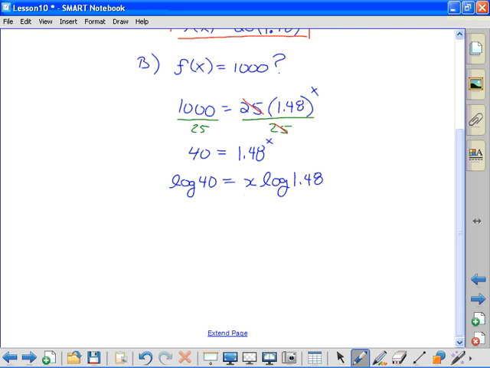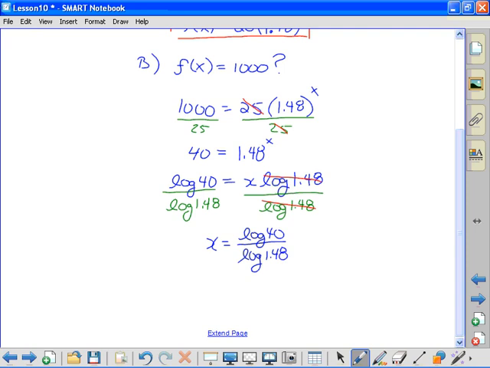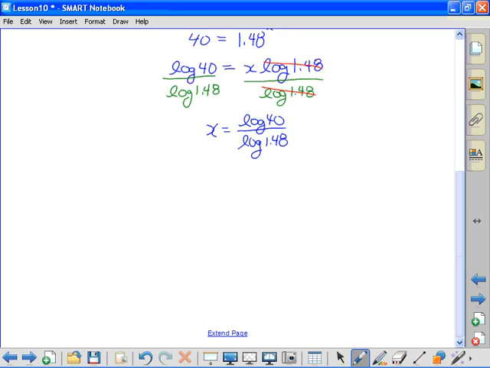Now we just need to isolate for x, dividing by log 1.48. If you still need to put that intermediate step in, there's no problem. There's really no penalty. You're not going to get punished for doing that. So don't be afraid if you still want to do that, or go ahead and do it. So we get x equals log 40 over the log of 1.48. Now, while I'm doing the calculation here, I will mention there's many more.